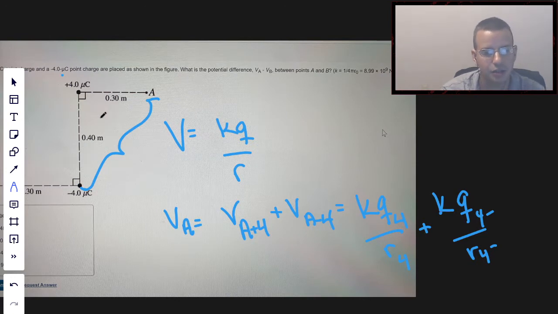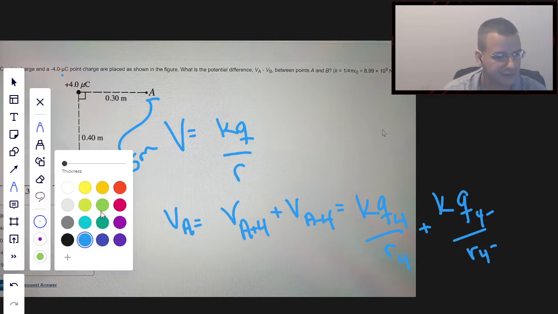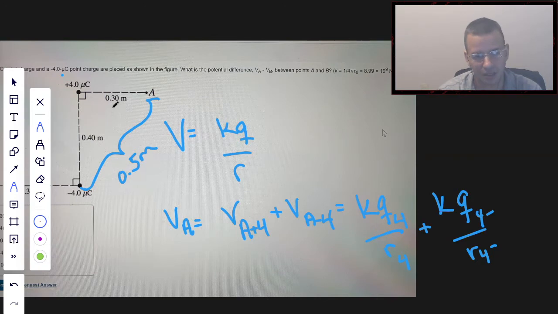This is a 3, 4, 5 triangle, so it's going to be 0.5 meters. You could do 3 squared plus 4 squared, which is 9 plus 16, which is 25. 25 square rooted is 5. And that's how we get it, but it's point, so similar triangles, 0.5 meters. Pythagorean theorem.